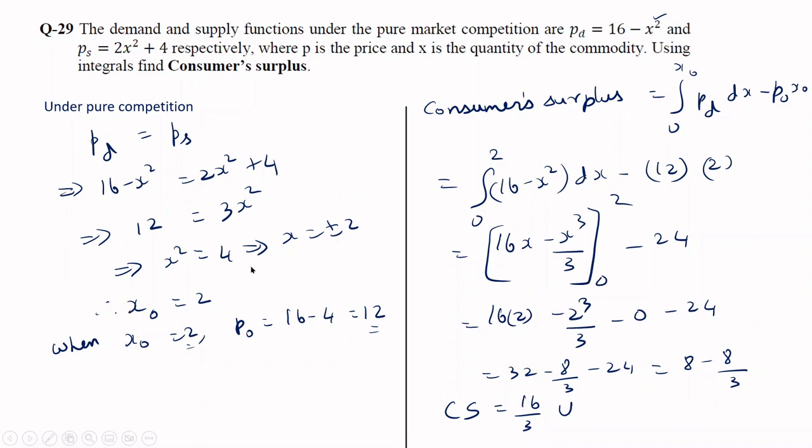So here finding the value of Vx, it carries 1 mark. Then finding the value of the equilibrium price carries half mark. Writing the formula for consumer surplus carries half mark. And the remaining steps and final answer carries 1 mark. Total of 3 marks for this question.